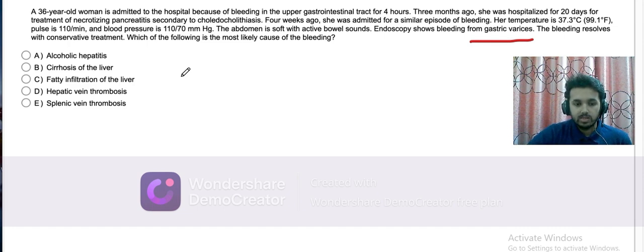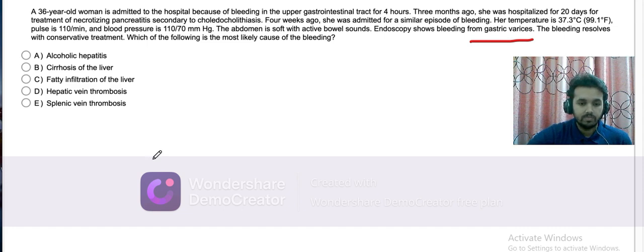So before going to the answer, you should have the core, foundational knowledge of portal vein formation. If you know how the portal vein is formed, you can easily pick the right answer in the exam hall without spending much time. So before going to the answer, I want to share how the portal vein is formed in a very easy way, so you can pick the right answer in the exam.